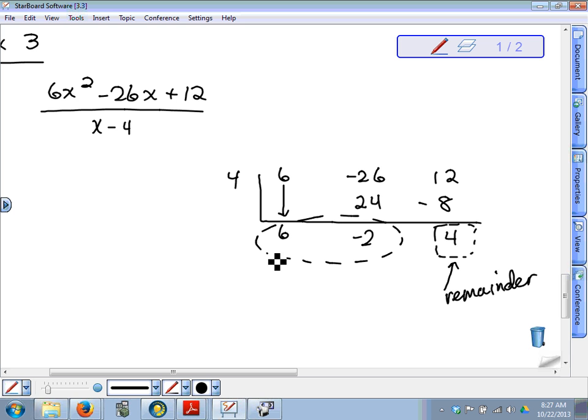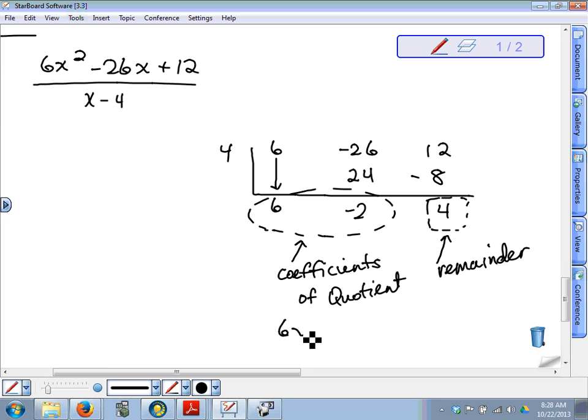These numbers here, these are the coefficients of the quotient. Coefficients of the quotient. Quotient means the result of the division. And if you start from the right and go to the left, the furthest number to the right is a constant. And if you move one to the left, that will be a linear term. So this is a coefficient of a linear term. That's just a constant. So the quotient is 6x minus 2.